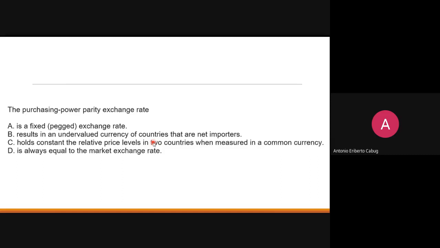Next question. The purchasing power parity exchange rate blank. A is a fixed or peg exchange rate. B results in an undervalued currency of countries that are net importers. C holds constant the relative price levels in two countries when measured in a common currency. D is always equal to the market exchange rate.